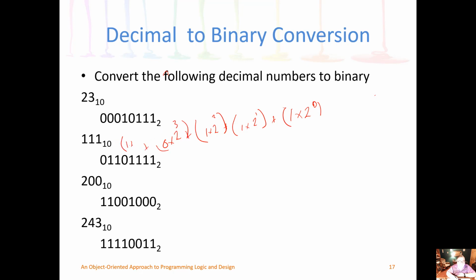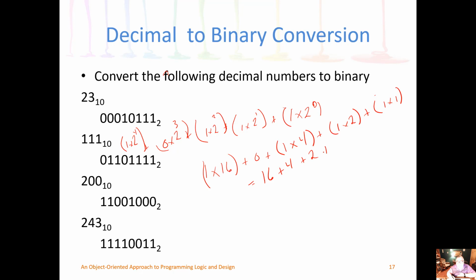Plus 1 times 2 to the 4th. 2 to the 4th is 16. So 1 times 16, plus 0, plus 1 times 4, plus 1 times 2, plus 1 times 1, which is equal to 16 plus 4 plus 2 plus 1. So it's 23 if I add that up right. So I can go both ways just to check to make sure my conversions were correct.